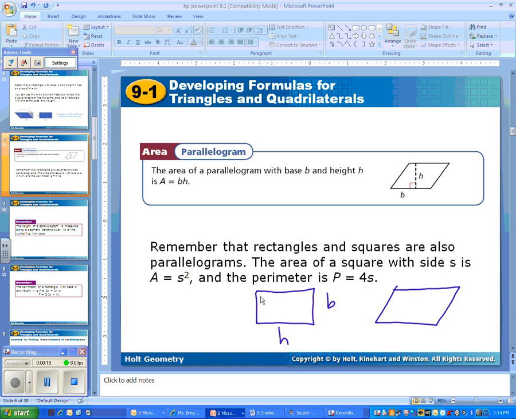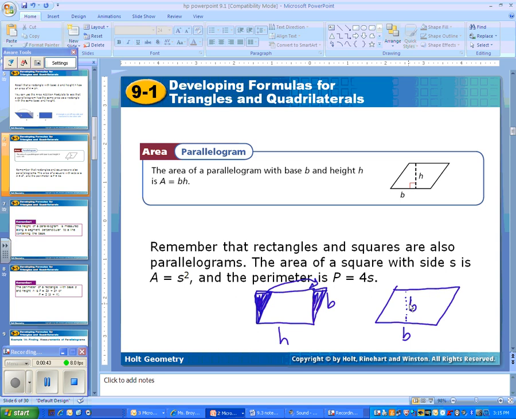Sorry. If you take and you cut off part of this rectangle, take a right triangle and move it over this way, you're not changing the area at all. You just took this shape and you moved it over here. We still have base times height, which is why for a parallelogram, it is still going to be your base times your height.